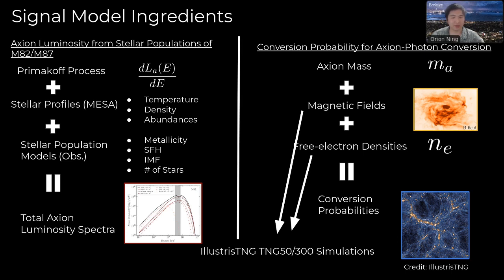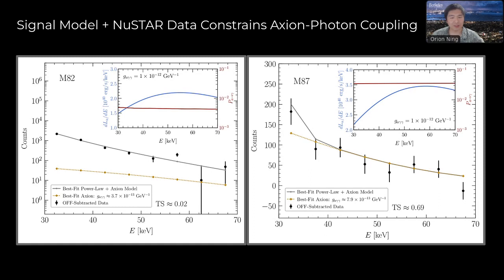The IllustrisTNG simulations are magnetohydrodynamic cosmological simulations that have been shown to self-consistently produce entire models of galaxies and galaxy clusters broadly consistent with those found in nature, and thus they are highly useful for our work. Finally, with our predicted axion signal model, we compare it against observed NuSTAR data of our galaxies in order to constrain the axion-photon coupling. Here we show the stacked and binned NuSTAR data toward both M82 and M87 in our analysis energy range of 30 to 70 keV.